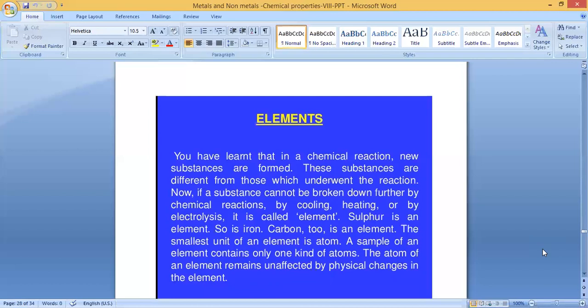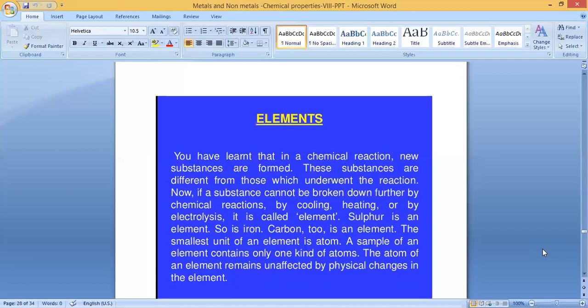You have learned about molecules in the smaller classes. What is a molecule? Usually you will say all matter is made up of molecules. All solids, liquids and gases are made up of molecules. Here again, you are coming to the smallest form. You will say atoms. Atoms are joined together to form molecules. Similarly here, the simplest form is the element. If a substance cannot be broken down further by chemical reactions, by cooling or heating or by electrolysis, it is called an element. Sulfur is an element, and so are iron and carbon.